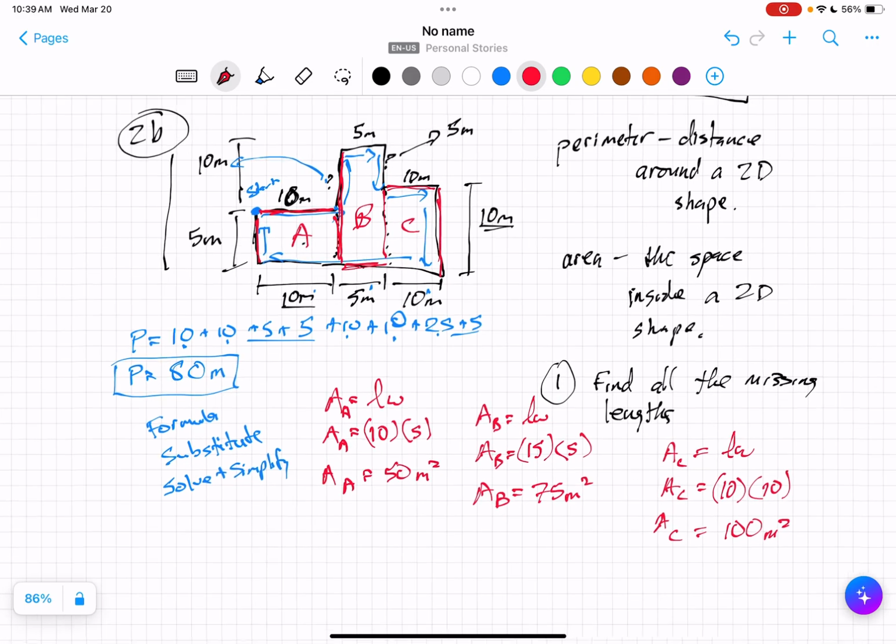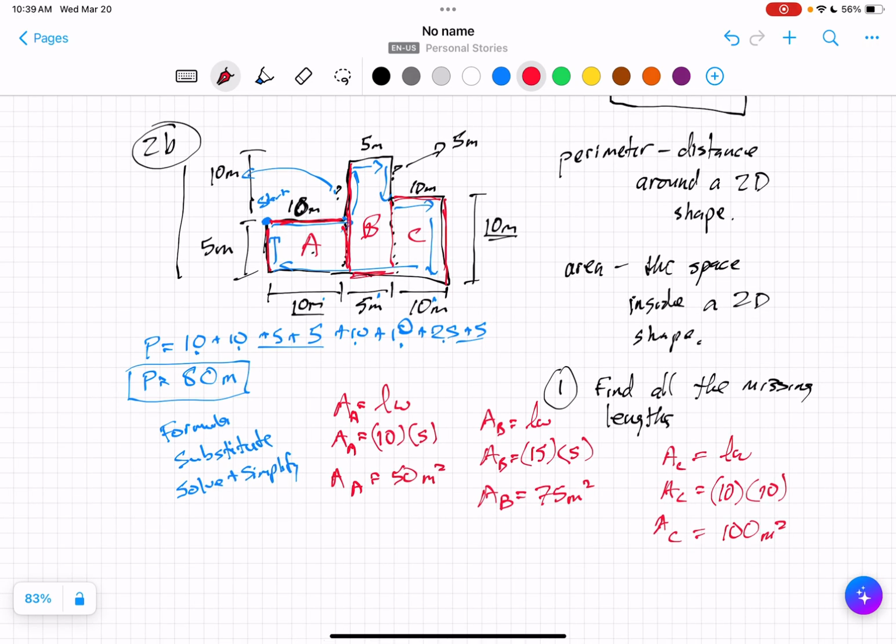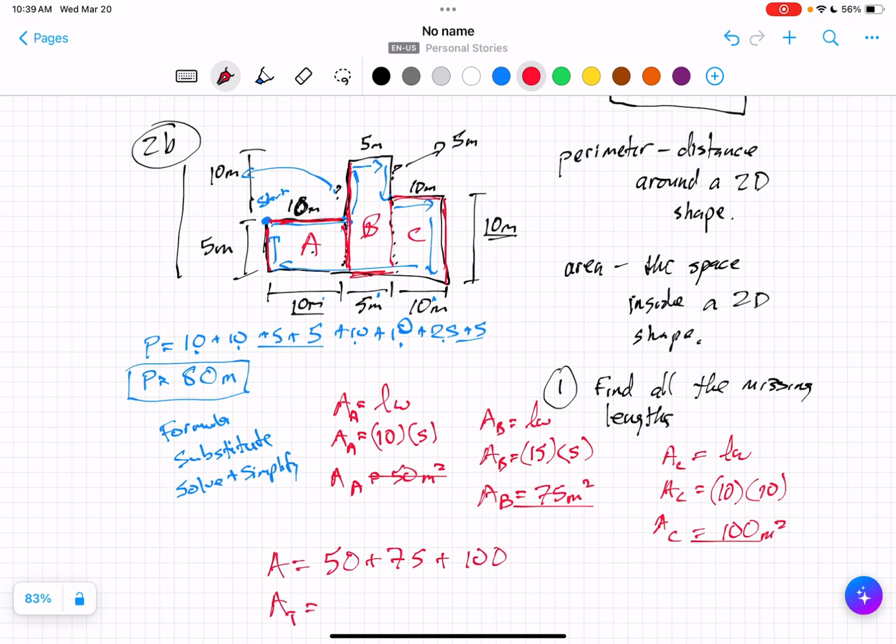Okay. Now we have to find, it says the total area. So we have to find the area of all 3. So we're going to say the total area now is equal to the 50 plus the 75 plus the 100. So total area, we can call it T if we need. That's going to be, well, 50 and 75, that makes 125. And plus 100, so 225. And this is, again, meters squared.